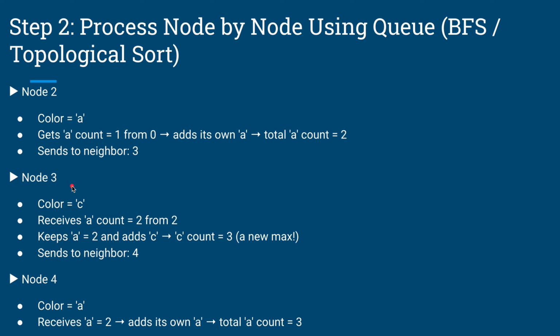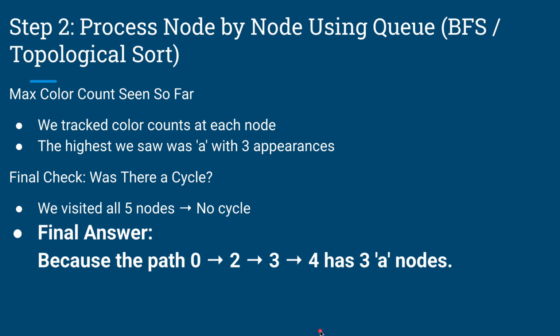After going to node 3, we'll see the color is C. It will receive A, count is 2, from 2, because we have already counted 2. Then we'll keep A equal to 2 and add C, so the count becomes 3, that is a new max. We'll send it to 4. Node 4 will see color is A, receive A equal to 2, add it to its own A, and the total count is 3.